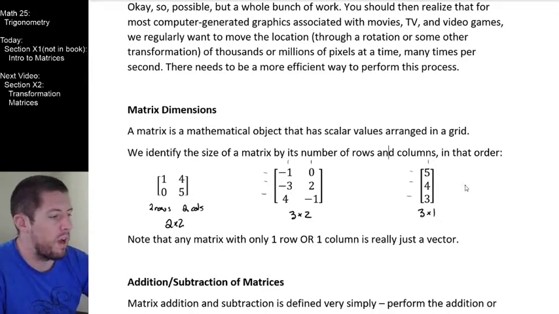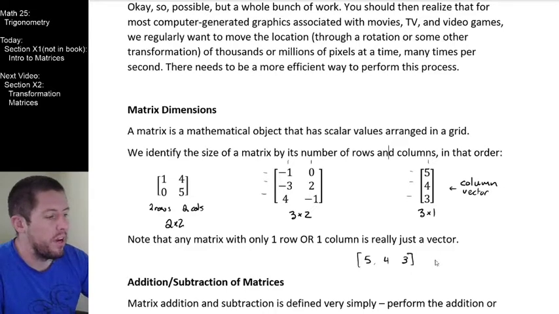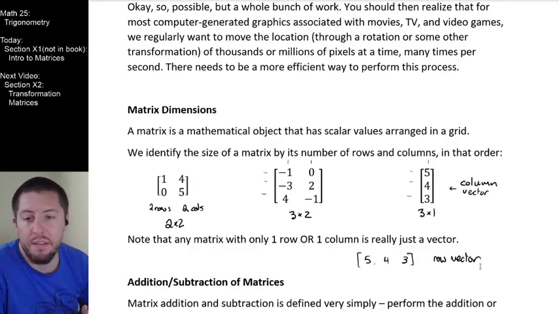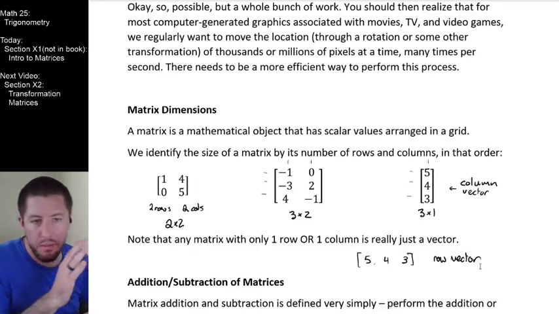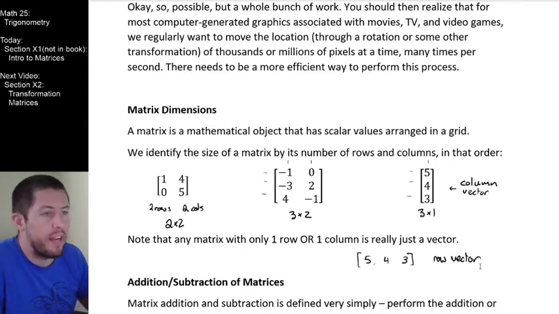So this is what I would call a column vector, because it only has 1 column. And instead we could write this as 5, 4, 3. And here I would say that this is a row vector, right? So row vectors and column vectors are matrices that have only 1 row or 1 column, depending on what shape we're currently writing that thing as.